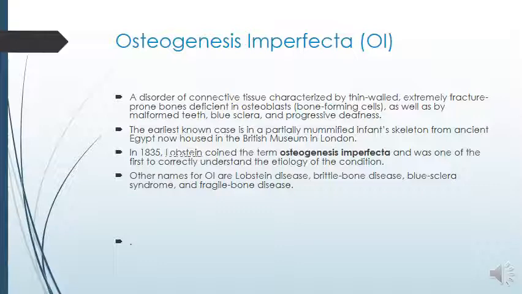The earliest known case is in a partially mummified infant skeleton from ancient Egypt, now housed in the British Museum in London. In 1835, Lobstein coined the term osteogenesis imperfecta, and he was one of the first to correctly understand the etiology of the condition. Other names for this disease are Lobstein disease, brittle bone disease, blue sclera syndrome, and fragile bone disease.